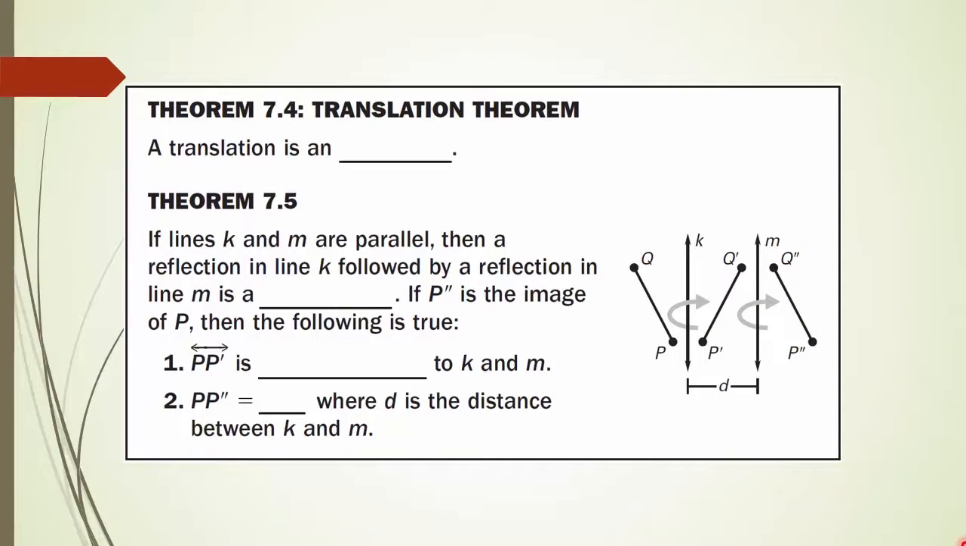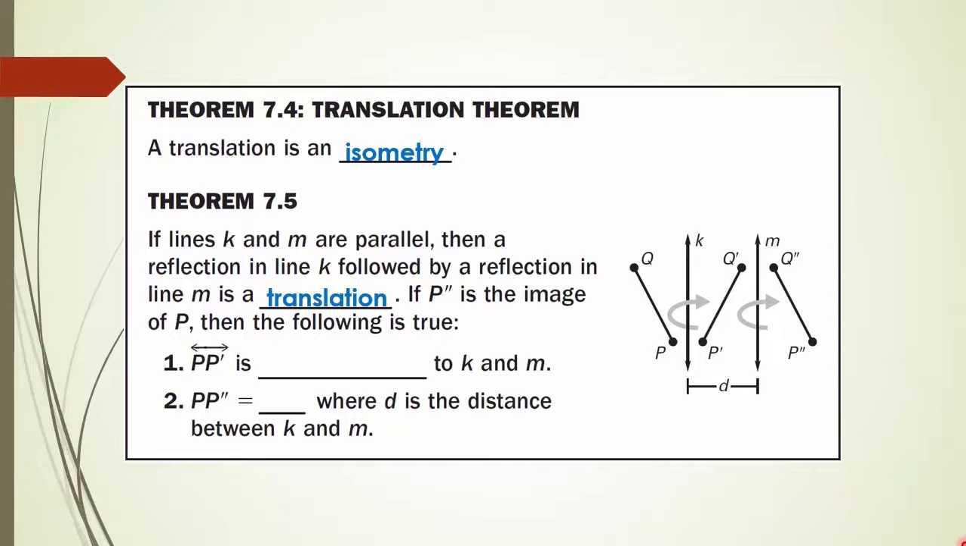Theorem 7.4, Translation Theorem. A translation is an isometry. Remember, isometry means it doesn't change its size. Theorem 7.5. If lines K and M are parallel, then a reflection in line K followed by a reflection in line M, so basically a double reflection, is a translation.